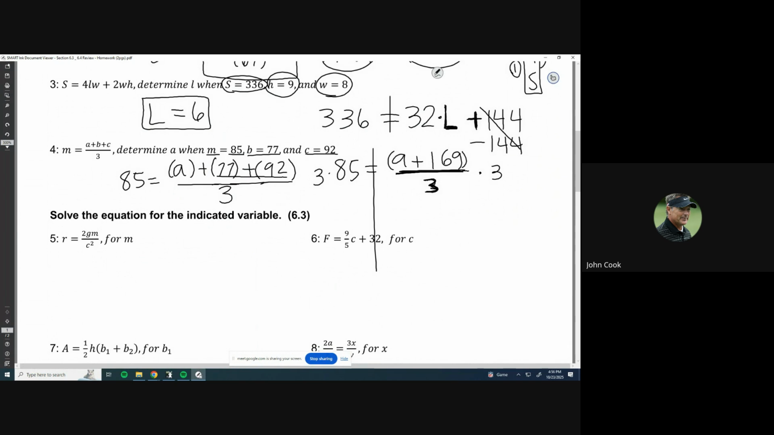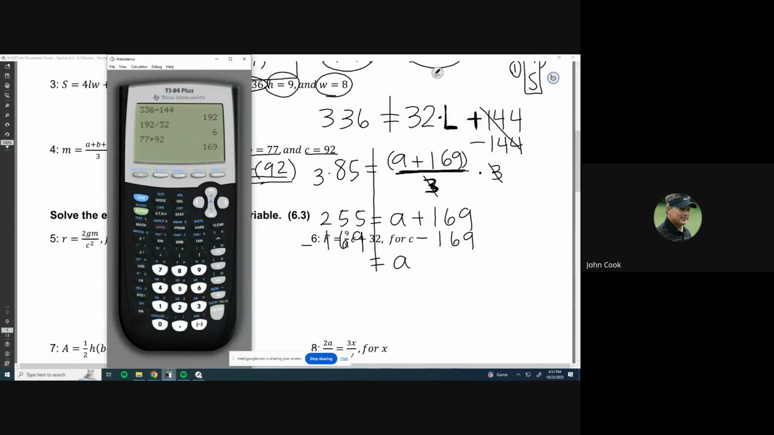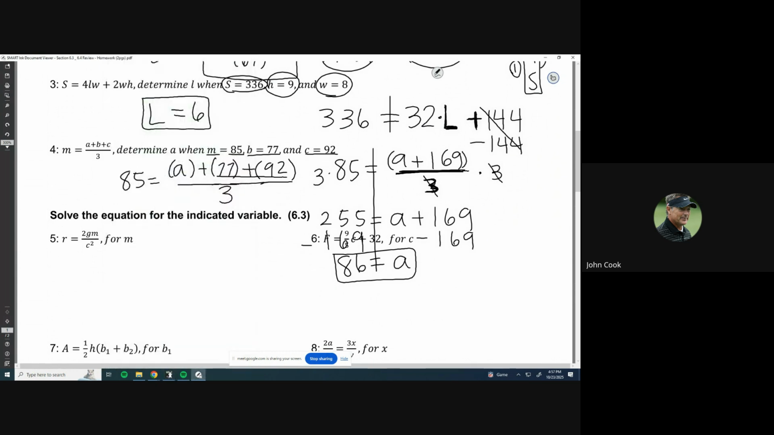So if I do 3 times 85, I get 255. And then that's equal to A plus 169. And that's because the 3's get canceled out here. Okay, there's one last step to get the A by itself, and that's to subtract 169 from both sides. So A is equal to, let's see what we get on our calculator here, 255 minus 169, and we get 86. So A is equal to 86 for our answer. And that's it.